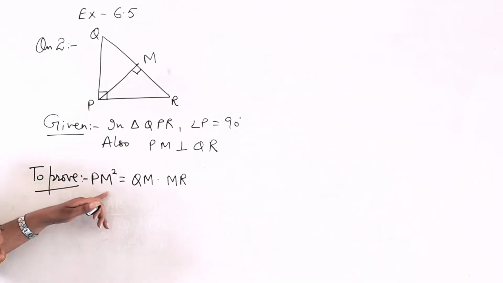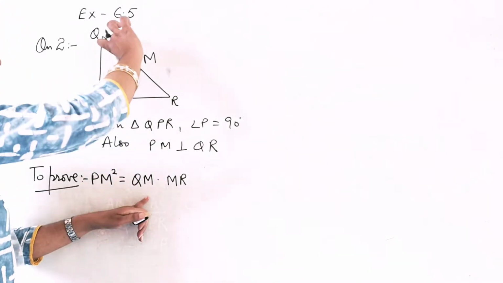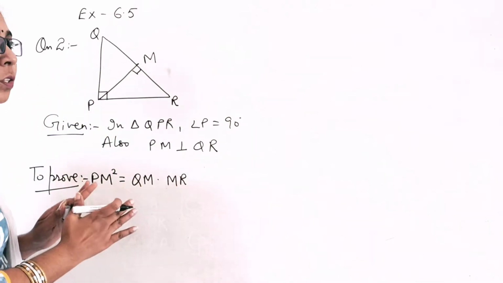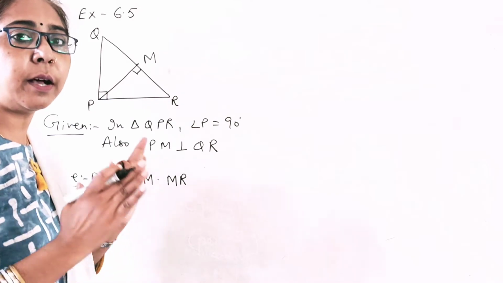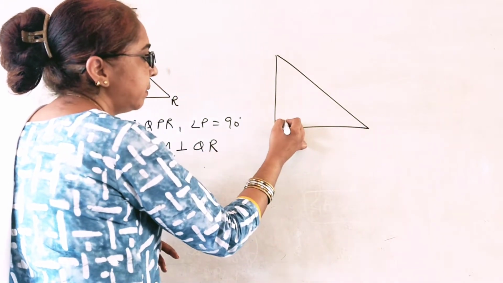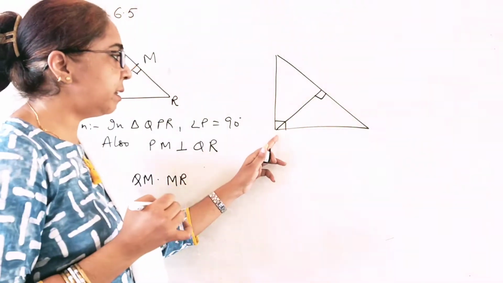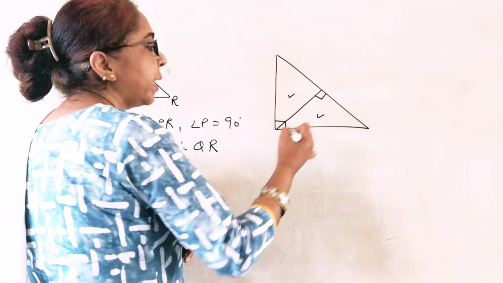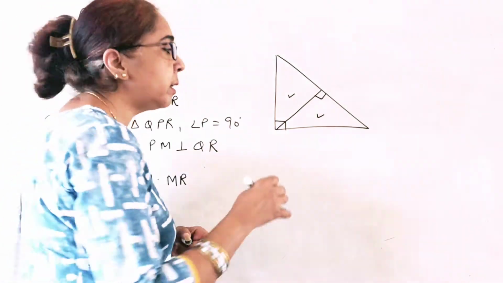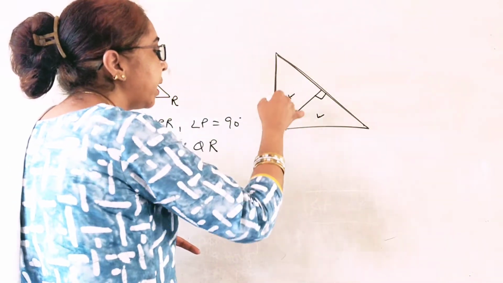what we have to prove, that PM square is equal to QM into MR. This we have to prove. Before doing this question, I want to make you clear a theorem. What is the theorem? If in a right angle triangle, I draw a perpendicular from the right vertex here, then these two triangles, the smaller ones, are similar to each other and these two triangles are similar to the whole triangle also.